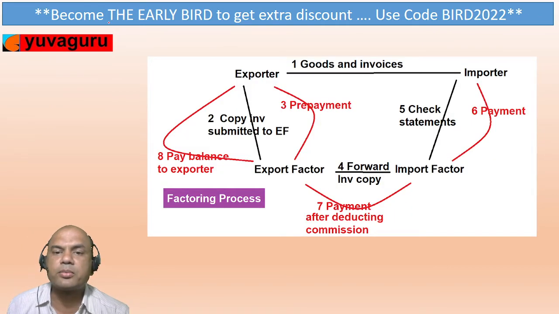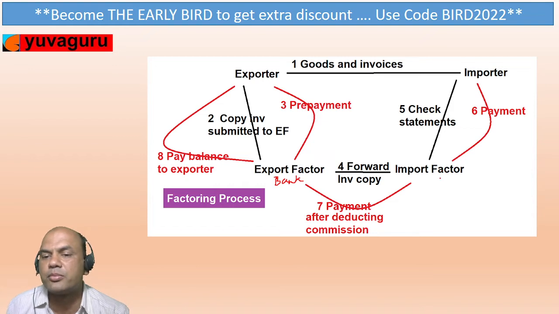See this, how the process of factoring actually works. Here, this is the exporter, this is the importer, right? And this is the export factor. You can call this a bank also. For simplicity, you can call this the exporter's bank. And this is the import factor, the importer's bank. But why don't we use the word bank over here? Because factoring can be done not only by banks, it can be done by any private party also. Remember this, factoring is not limited to banks, whereas LC is limited to banks.